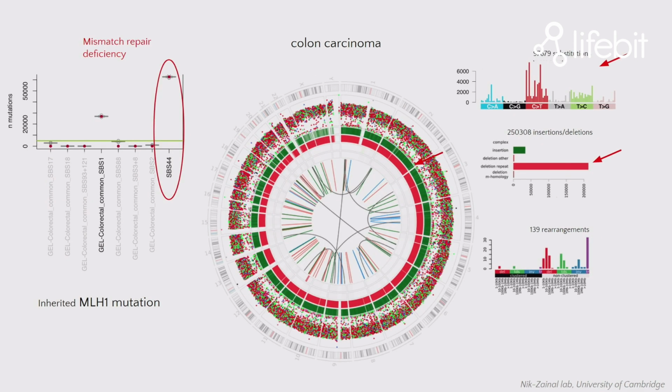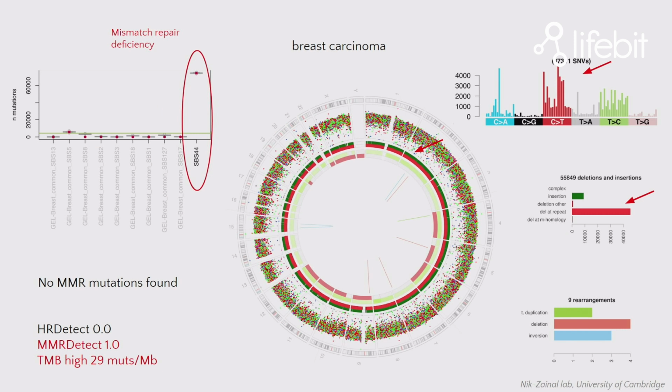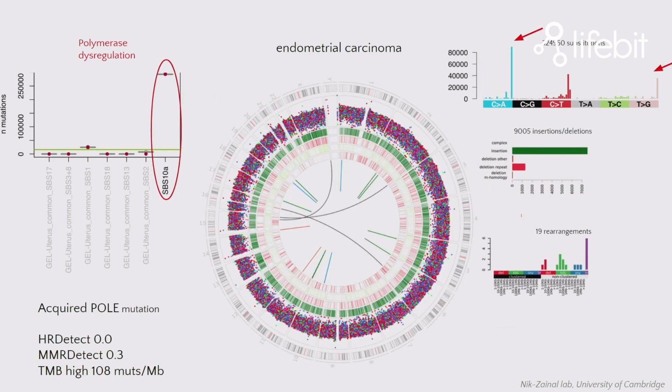Here's a colon cancer with an MLH1 mutation associated with mismatch repair deficiency, and the arrows are pointing out those signatures. And here's a breast cancer with a mismatch repair deficiency. Like I mentioned previously, not something you would look for or usually detect. Here's an endometrial cancer, a uterine cancer, with something called polymerase dysregulation. Now just keep your eye on the blue and the pink bar in the top right-hand corner. This tumor would be sensitive to immune checkpoint blockade.